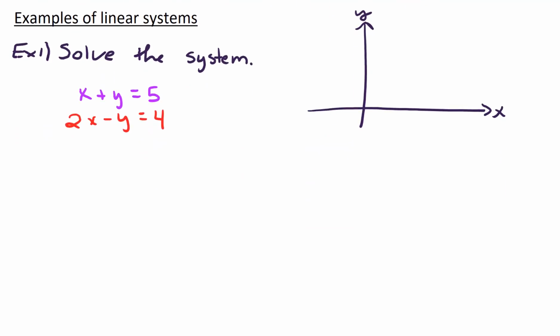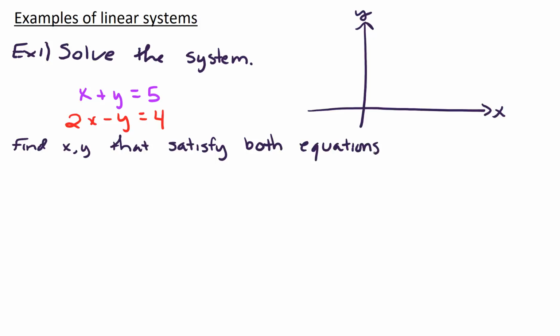In our first example, let's solve the system. We've got x plus y equals 5 and 2x minus y equals 4. And when they say solve the system, they want us to find x and y that satisfy both equations. And if we had more equations, we'd have to satisfy all of the equations that were given. All right, so let's look at a visualization of this problem.